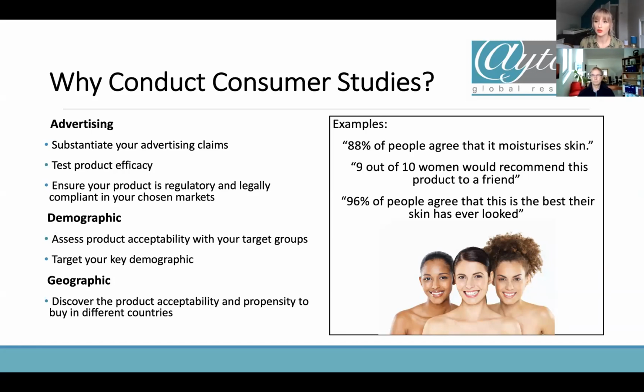But if you were then to sell the product in Malaysia, that claim would not necessarily be substantiated, because the consumers over there might find that in a hotter, more humid climate, the foundation hasn't been long lasting. So always make sure that you're looking at the product acceptability in the location that you're looking to sell it, but also to make sure that those advertising claims are still compliant.